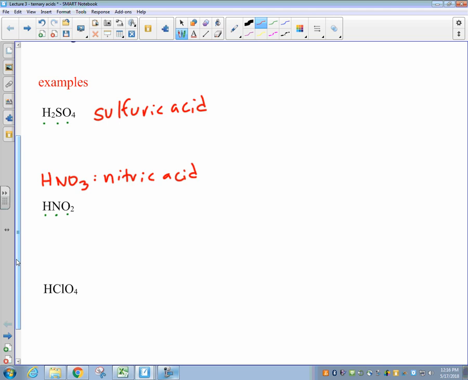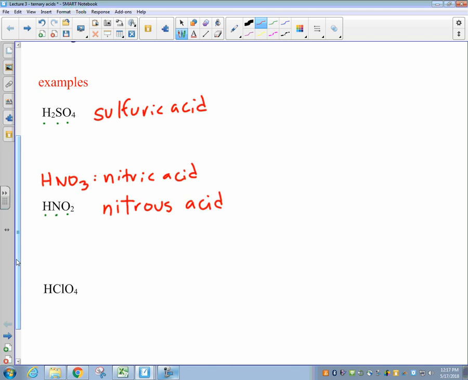So looking now at our species, HNO2, the parent acid, HNO3, has one more oxygen than our species, so we have one less oxygen than the parent. So given that HNO2 has one less oxygen than the parent, we're going to go ahead and name it according to our conventions. We're going to take the name of the acid, which was nitric acid, change the ic to us, which means this now becomes nitrous acid.